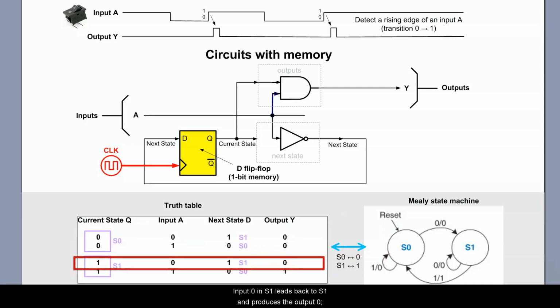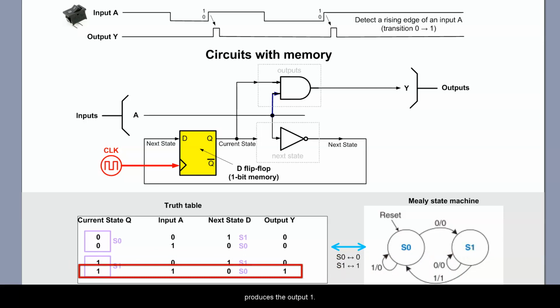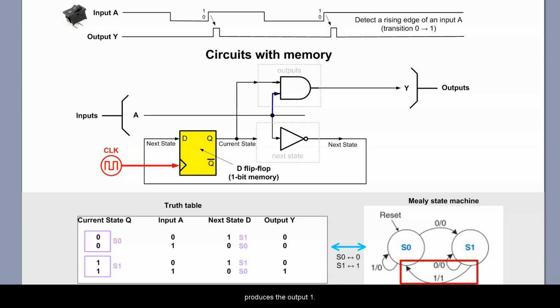Input 0 in S1 leads back to S1 and produces the output 0. And finally, input 1 in S1 leads to S0 and produces the output 1. This is when the circuit detects the rising edge of the input A and drives the output Y to high.